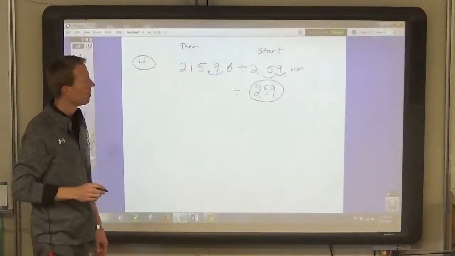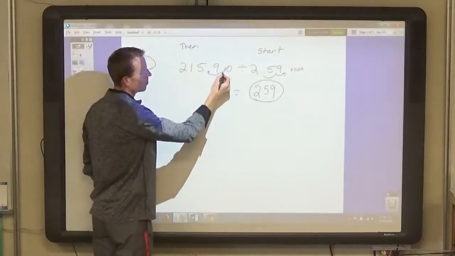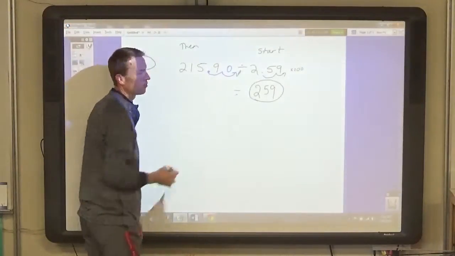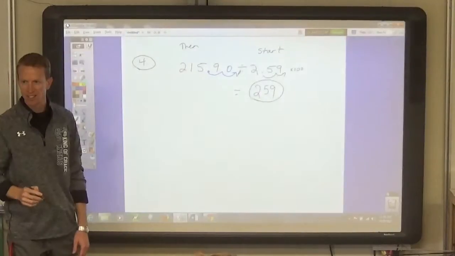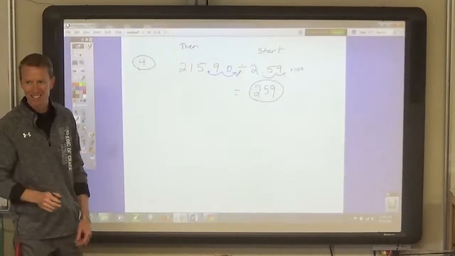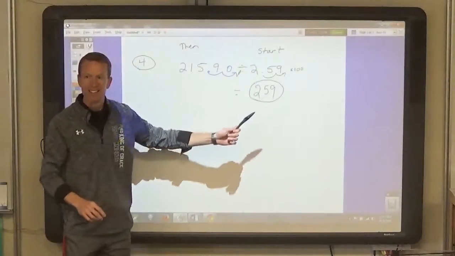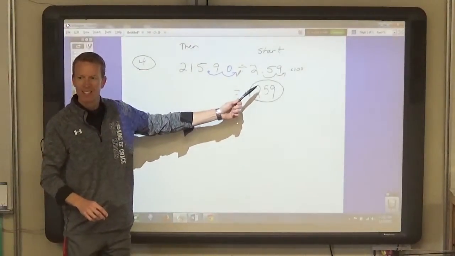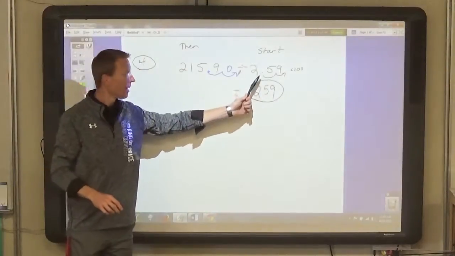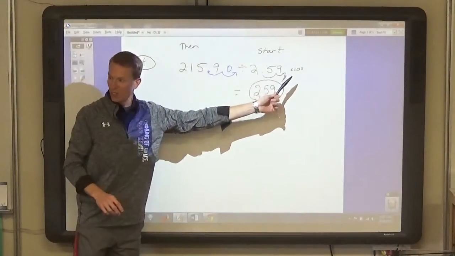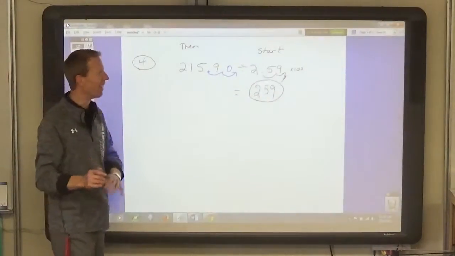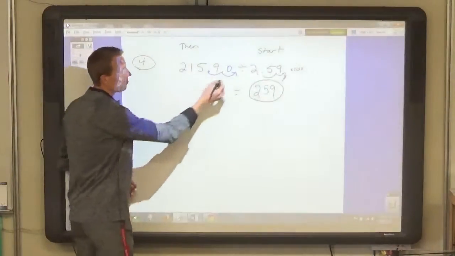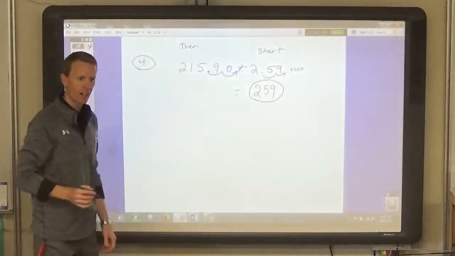Abby? You have to move it 2 spots, 2 places. Why 2 places? Lindsay? Exactly. She said that's how many places you moved it in the divisor. Right? So, the decimal point has to go there.